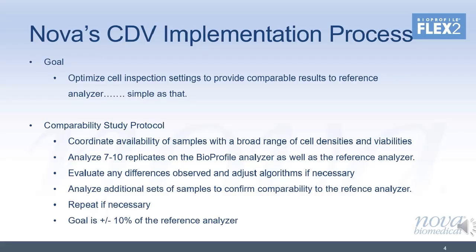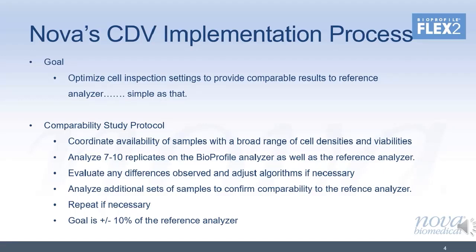Pretty simple. A member of our global applications team schedules a visit with the customer, which is free of charge, I'd like to emphasize. Prior to going on site, the application scientist coordinates with the end users to ensure they have access to cultures that can be sampled from that represent all cell lines as well as all cell densities and viabilities. The protocol consists of measuring 7 to 10 replicates of samples at low cell density, moderate cell density, and high cell density, as well as high viability early stage cultures and low viability late stage cultures.